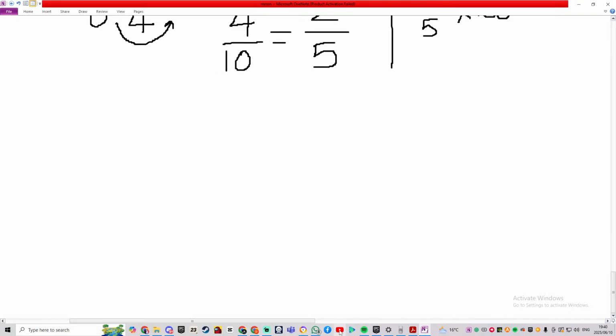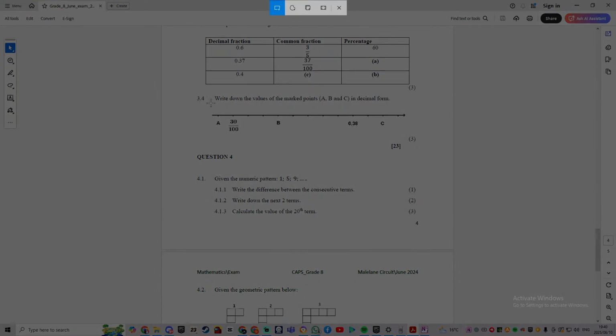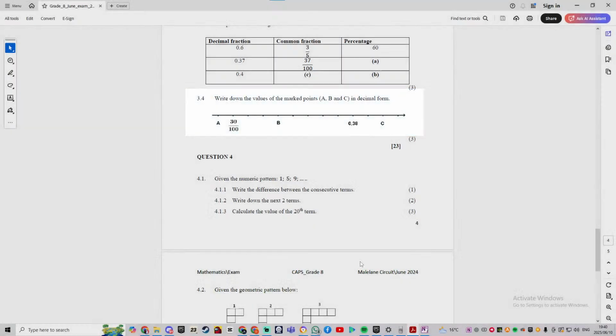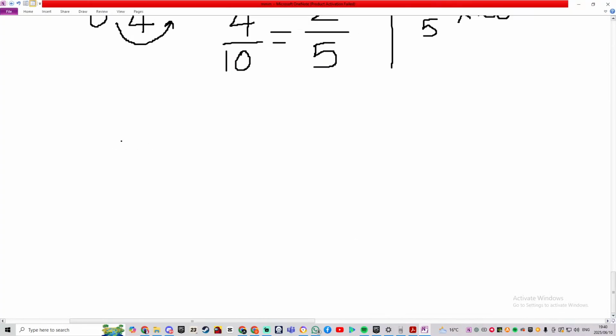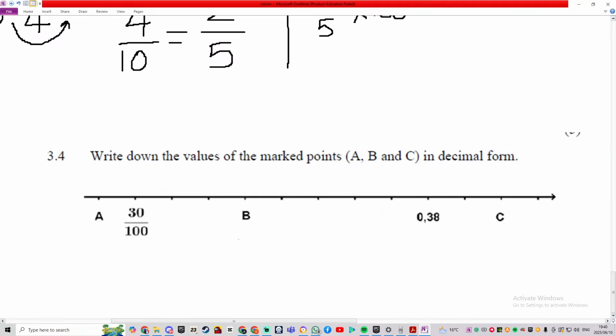Let's move on to the next question. This question is a bit, not tougher, but takes some understanding. Write down the values of the marked points A, B, C in decimal form.